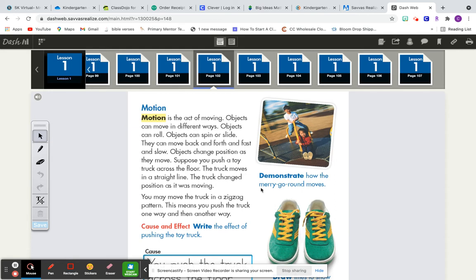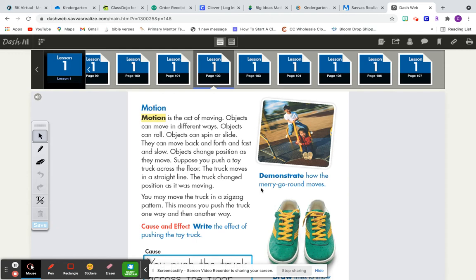All right, so the next thing that we're going to talk about is motion. And it is the act of moving. So position is where something is at, where something is located. Motion is the act of moving. So objects can move in different ways. Objects can roll, objects can spin or slide. So these are all different ways to move. So these are all motions: rolling, spinning, sliding. They can move back and forth and fast and slow. Objects can change position. Objects change positions as they move.